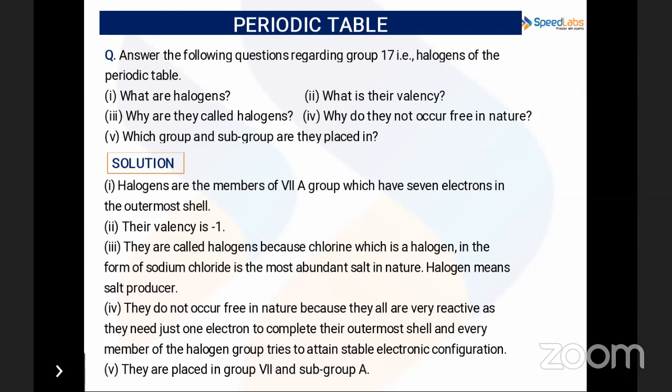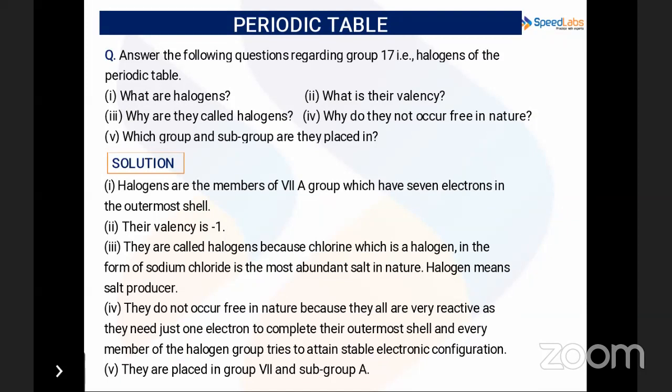If we talk about fluorine, chlorine, they all are very reactive as they need just 1 electron to complete their outermost shell. Sorry, so they can easily gain the electron, not donate the electron. Hence, all the halogens are non-metals. So they do not occur in free nature because they all are very reactive as they need just 1 electron to complete their outermost shell. Every member of the halogen group tries to attain stable electronic configuration.